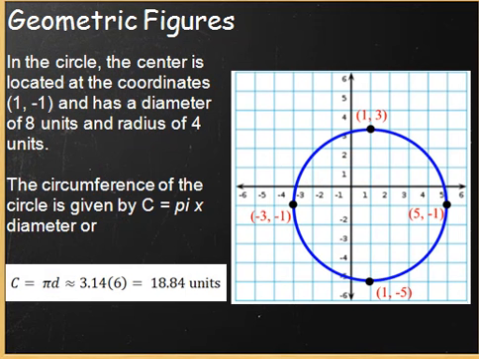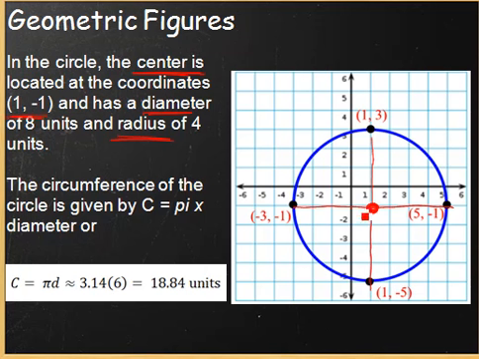We can also graph circles on the coordinate plane. In a circle, we need to know its center, and we also need to know its diameter and radius. The center of this circle would be the intersection of two of its diameters, and we can see the center of the circle is at the point x is equal to +1, y is equal to -1.